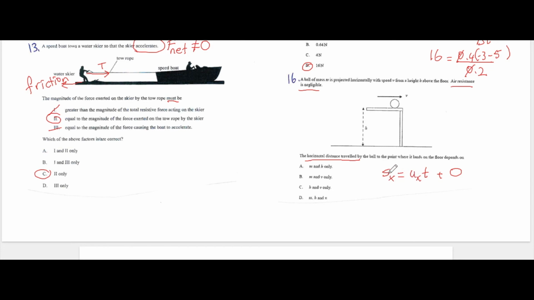Well, what do we need to know to calculate this? I need to know ux, which is v. And I'm going to need the time. How do I find the time? I would use the height to find the time. So I need the height and the velocity to calculate this, which is in option C. We don't need the mass. There's no air resistance, and mass is not in any of our calculations. We're not looking for force. So answer C.